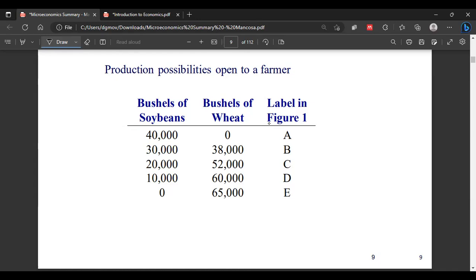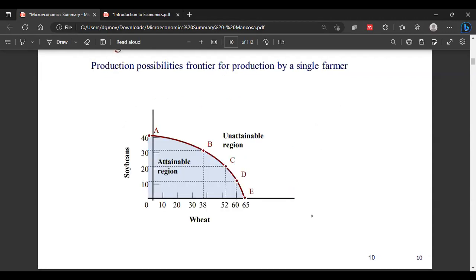Producing more wheat requires sacrificing soybeans. That's what the PPC tells us. It seeks to explain the concept of opportunity cost, a trade-off. If you want to produce more of wheat, you sacrifice soybeans. If you want to produce more of soybeans, you sacrifice wheat. So these are different output combinations, and this information can be put on a graph.